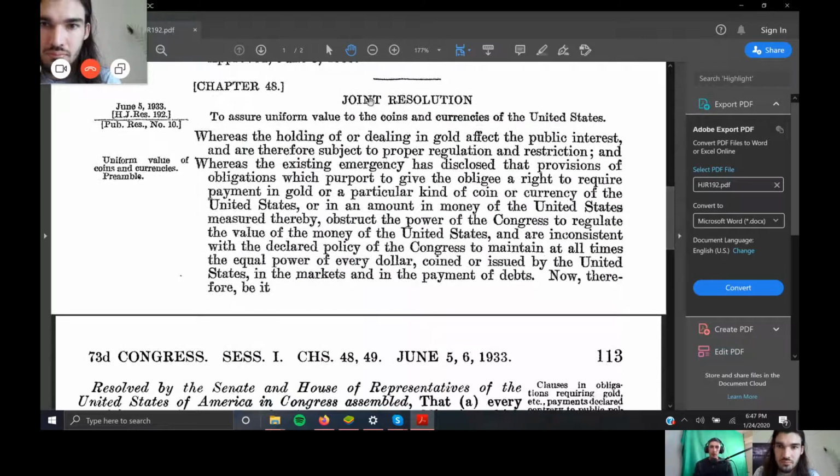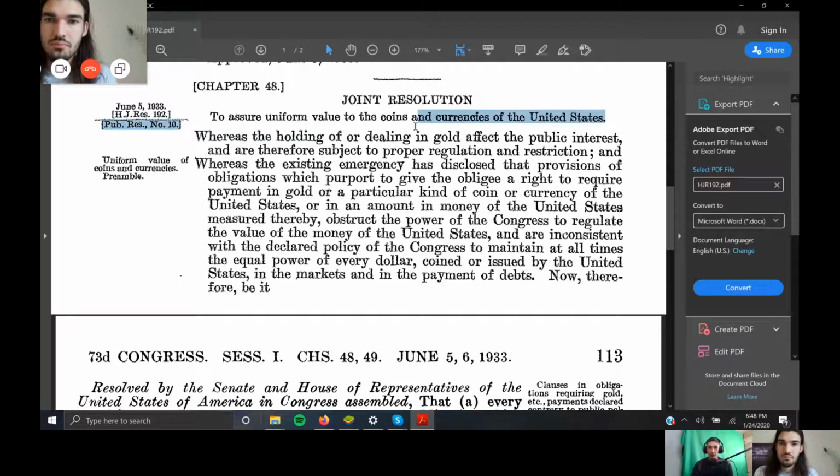So right here, this is the joint resolution: joint resolution to assure uniform value to the coins and currencies of the United States. All right, that's very important. Uniform value, meaning they are actually assuring here that the dollar is always a dollar, meaning no longer is the dollar based off of the value of an ounce of gold. This is the act in the United States that removed the dollar from the gold standard. This right here is the law that said no more are we basing the value of the dollar off gold. And we're going to go through it here.